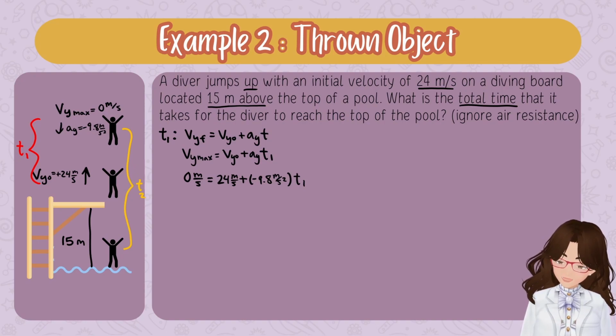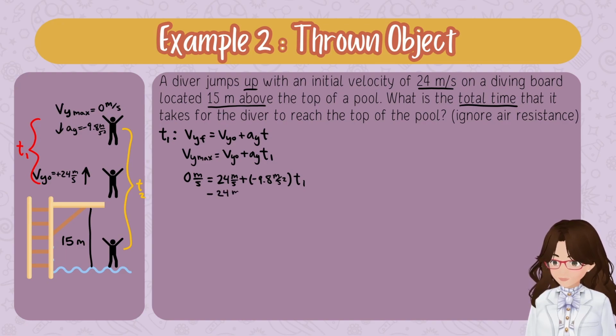So in this case here, I can see I'm going to start out by putting the velocities together. So I'm going to subtract 24 on both sides. That's going to leave me with negative 24 meters per second is equal to negative 9.8 meters per second squared times T1. My last step, right now T1 is being multiplied by acceleration. So to get it alone, I'm going to divide on both sides.